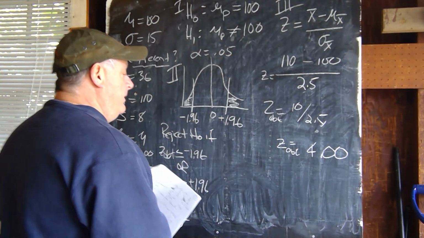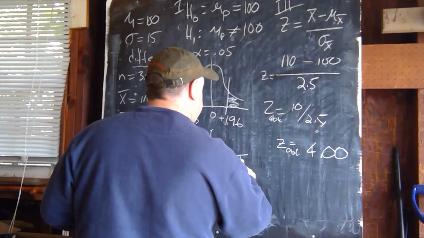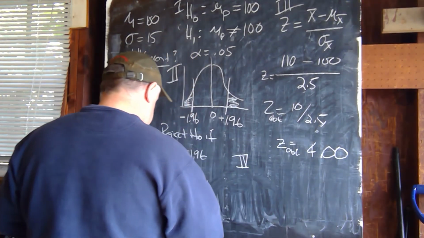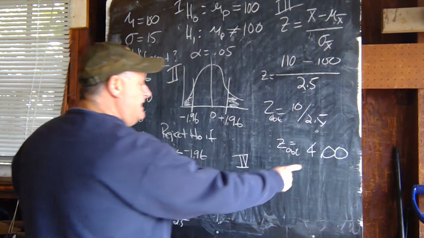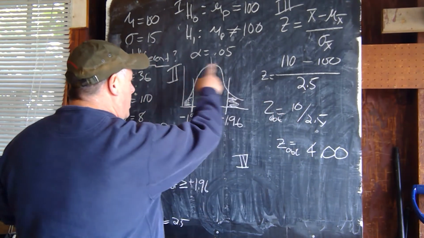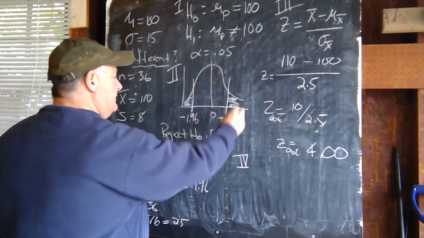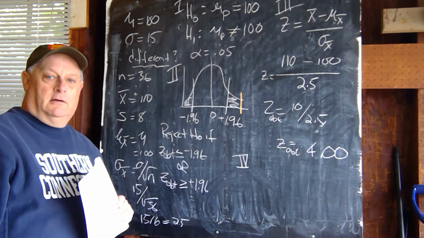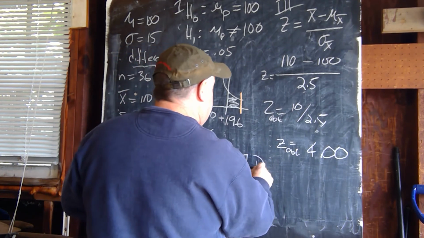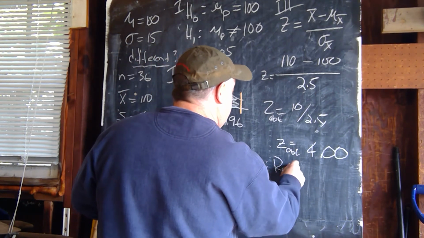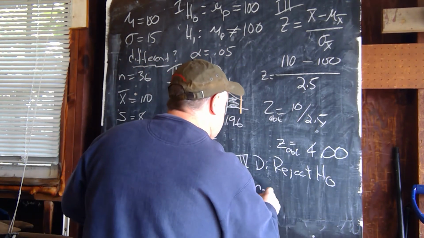The fourth step of hypothesis testing is making a decision and stating a conclusion. For the decision, I want to take this outcome, 4.00, and put it back in my rejection region chart from step 2. 4.00 is going to be right there, way out in that tail. So what does that tell me? It tells me my decision is to reject the null hypothesis.